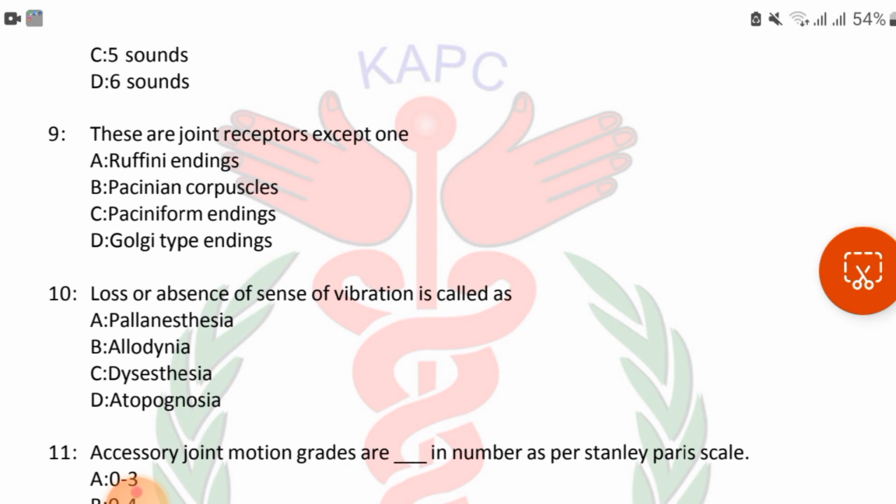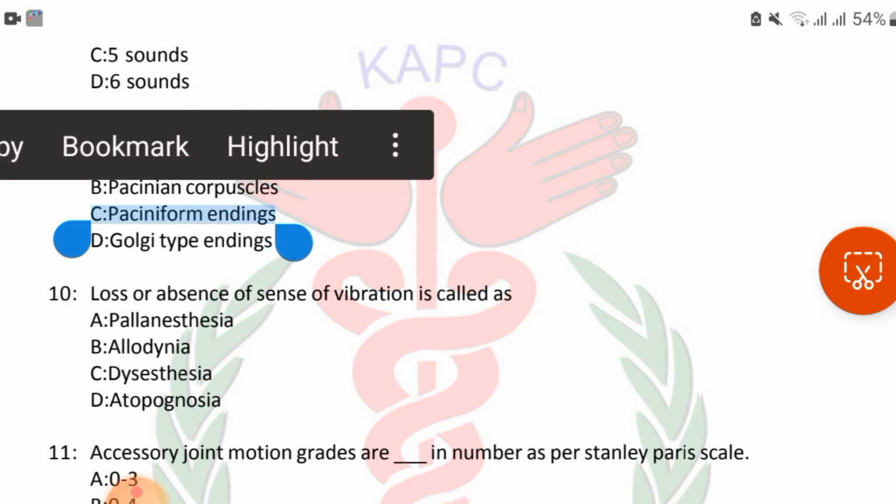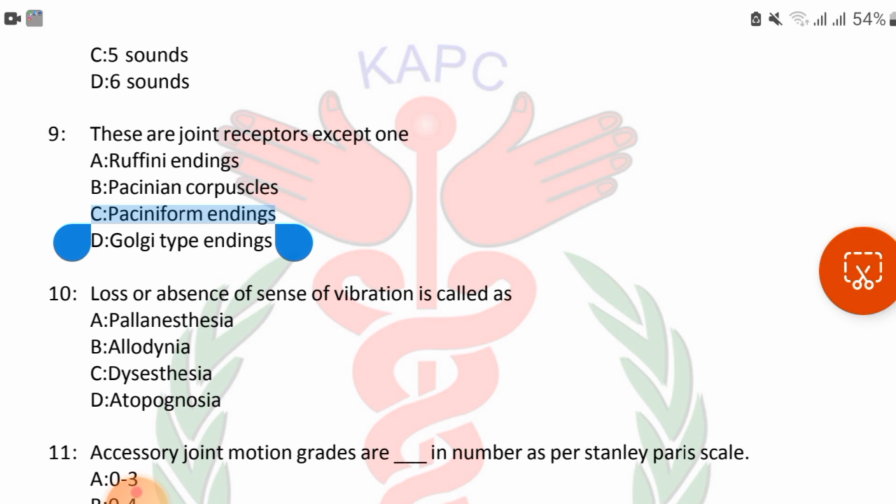Option B is Pacinian corpuscles. Option C is Paciniform endings. Option D is Golgi type endings. So the correct option for MCQ 9 is option C, Paciniform endings.